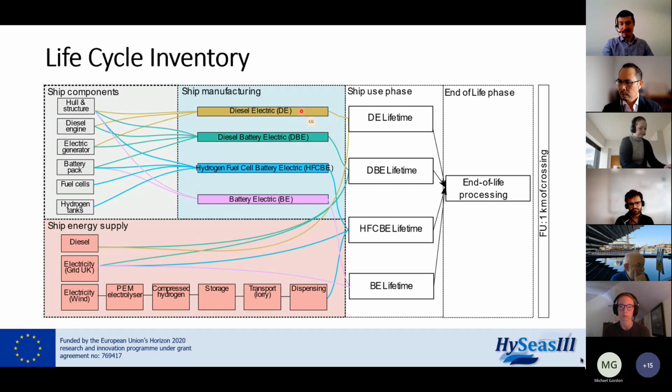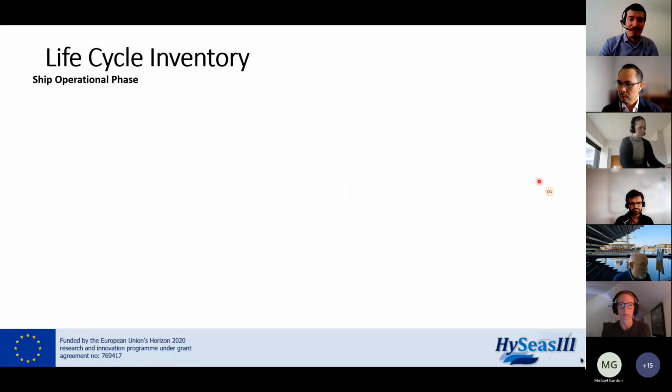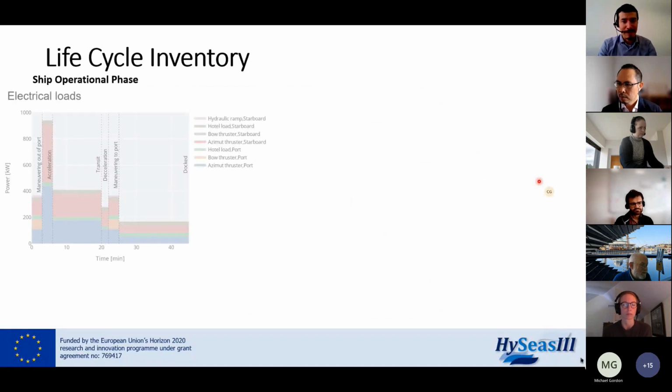So in the diesel electric alternative, we only have diesel. It's electric inside, but it doesn't have a connection to the mains. Whereas in this case, we can charge the batteries from the grid. And then we have the operational phase. And then at the end of the lifetime of the ship, there is some process to demolish the ship, basically. I already mentioned that the functional unit is 1 kilometer of crossing. So to show some of the results, oh, sorry, I was missing that before.